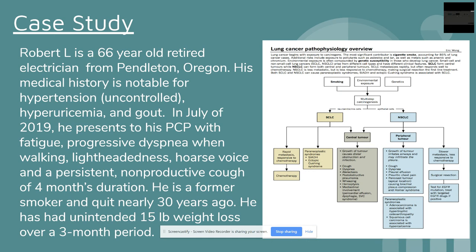Our patient is Robert L., a 66-year-old retired electrician from Pendleton, Oregon. His medical history is notable for hypertension, uncontrolled, hyperuricemia, and gout. In July of 2019, he presents to his primary care physician with fatigue, progressive dyspnea when walking, lightheadedness, coarse voice, and a persistent unproductive cough of 4 months duration. He is a former smoker and quit nearly 30 years ago. He has had unintended 15-pound weight loss over a 3-month period.